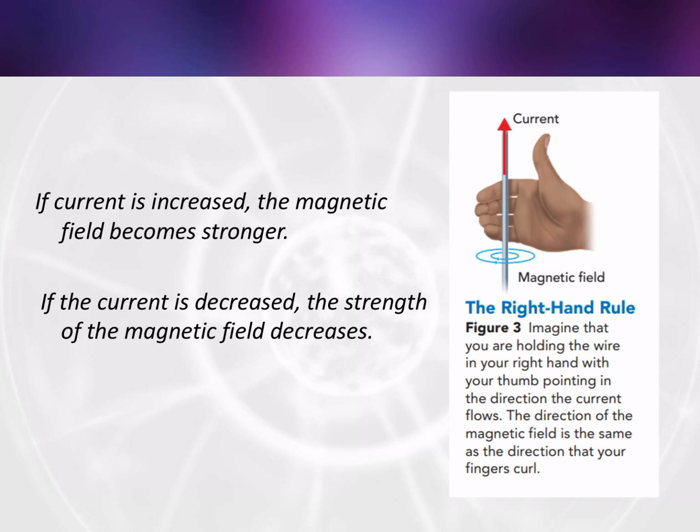For example, in Figure 3, we can see the right-hand rule. Imagine that you are holding the wire in your right hand with your thumb pointing in the direction the current flows. The direction of the magnetic field is the same as the direction that your fingers curl. If current is increased, the magnetic field becomes stronger. If the current is decreased, the strength of the magnetic field decreases.